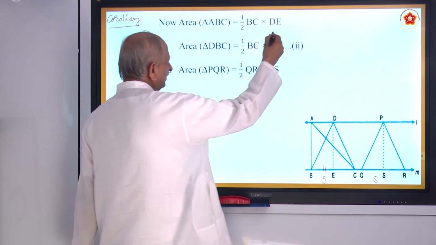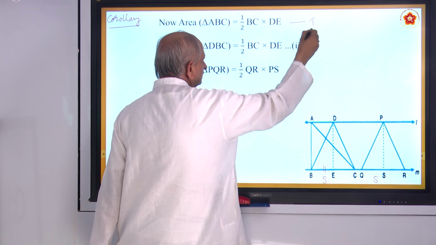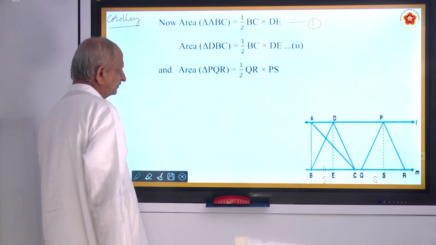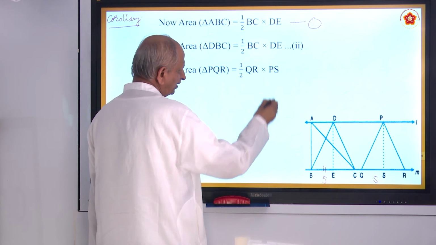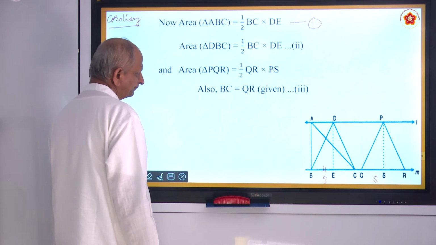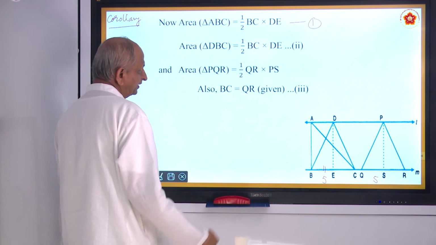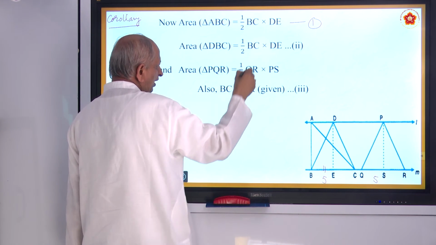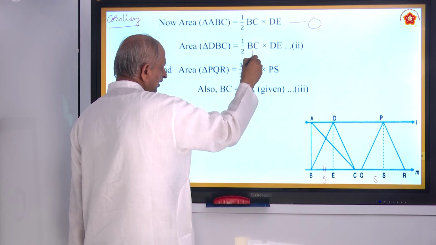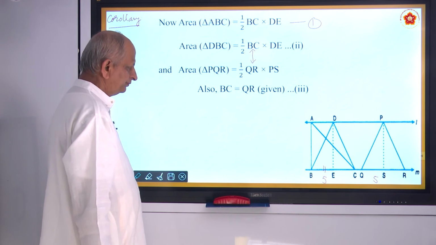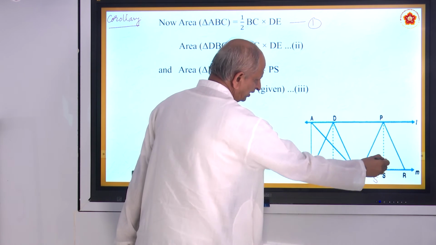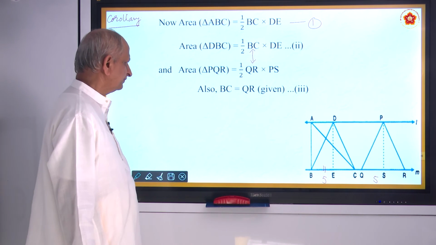This is the first result. Second result: area of PQR, similarly, is half of QR into PS. But you are given that BC and QR are equal. So these two are equal. So BC and QR are equal bases.